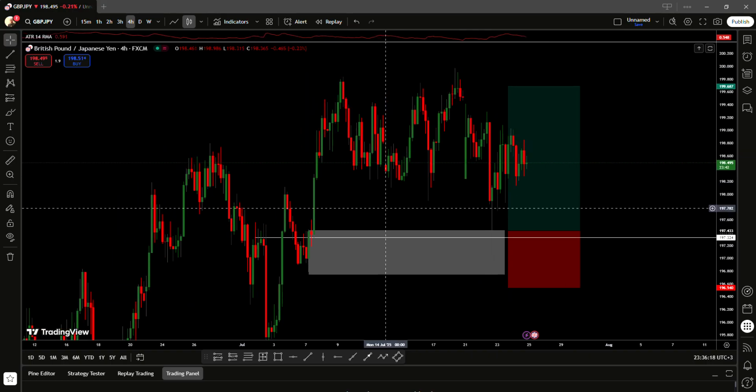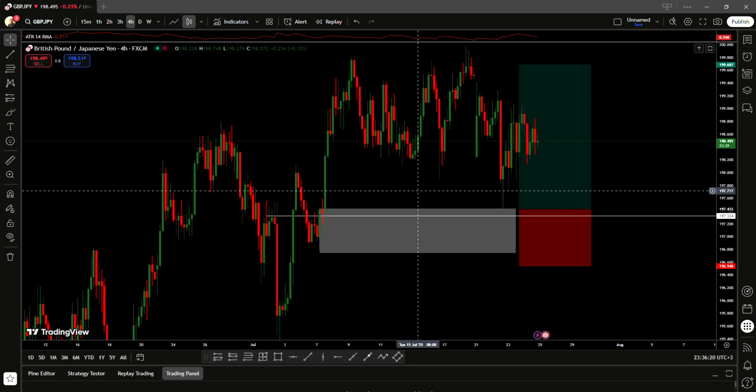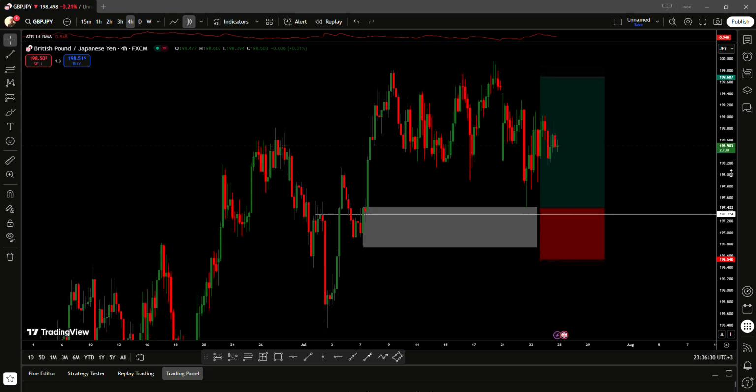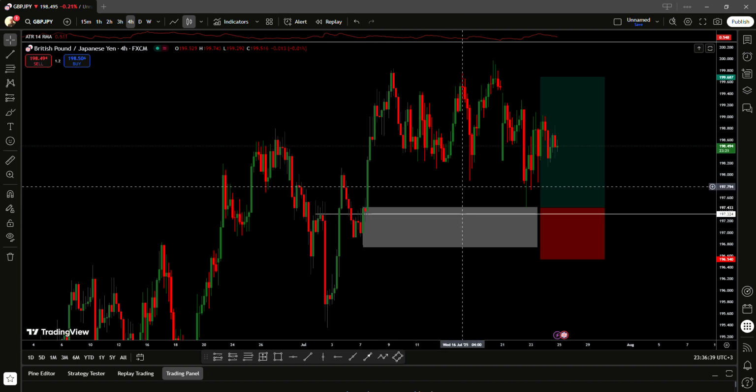Okay, so let's proceed. I'll be doing random pairs because I want to cherry pick the ones that are ready for examples. And just to clarify, the strategy works on all pairs, it doesn't work on just one or two pairs, as long as the pair uses a candlestick chart, even if it is indices, cryptocurrency, or commodities, as long as they use candlesticks and charts, then the strategy can work there.